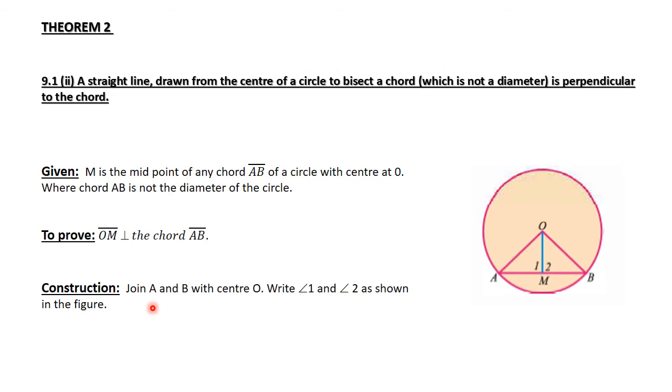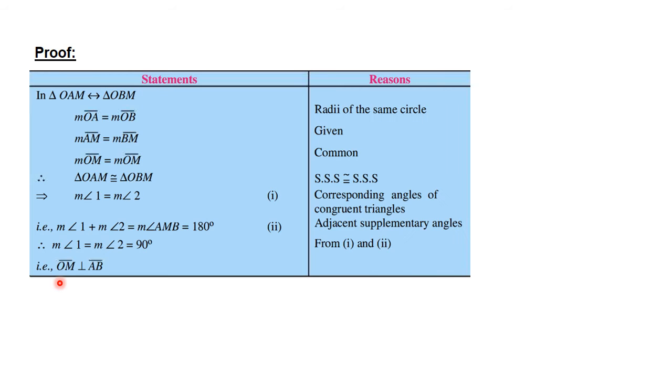Now students, what construction did we do? Join A and B with center O, and mark angle 1 and angle 2 as shown in the figure. We joined O with A, and we joined point O with B, and we marked angle 1 and angle 2. Now students, we are going to explain this theorem with the help of proof statement and reasons.